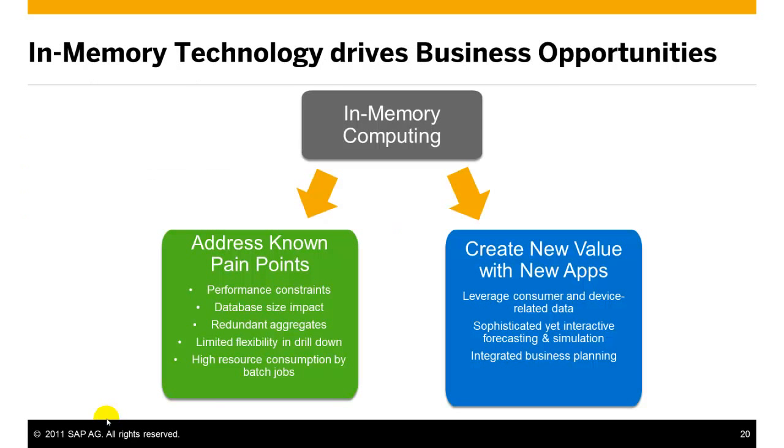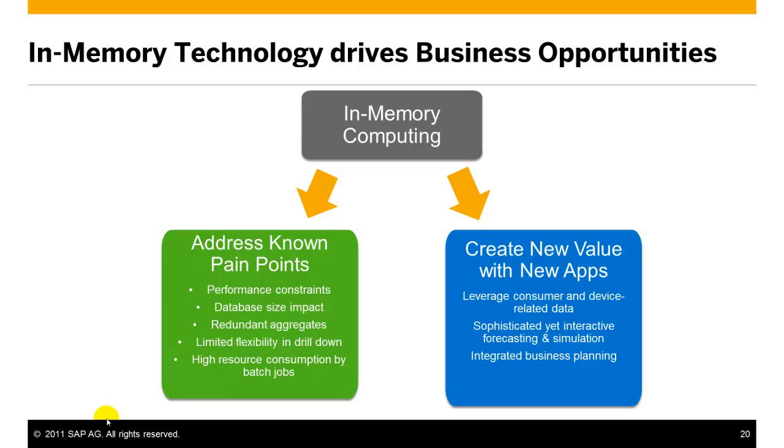For you as a customer or a potential customer, this in-memory technology is really about driving new business opportunities. And we're seeing this across businesses of all sizes today, as our large and mid-sized enterprise customers start to take advantage of what HANA is enabling them to do. First thing is that the in-memory technology is enabling us to address some known pain points with SAP Business One.